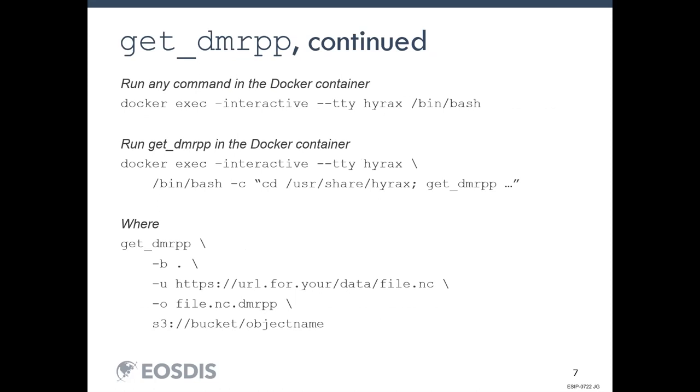Okay, so here's some continued stuff. Now you want to actually use this getdmr++ command inside the container. So you do the first thing. And again, I wrote out what a lot of people say is dash IT. What does that mean? It actually means the interactive option and the TTY option, which is a blast from the past. And you say the name Hyrax, and you say bin bash. And what you get is a little shell, a little terminal window. And so now you can run these things.